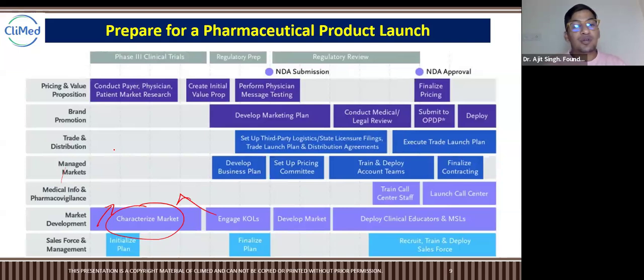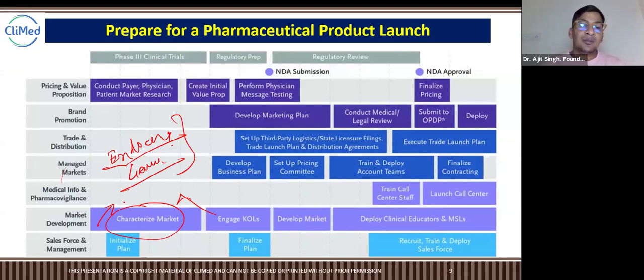KOLs are like, if we are talking about metformin, then KOLs will be endocrinologists and general physicians. But do you really think that only these two are the key opinion leaders? Do you think only these two? No, even the cardiologists, because cardiologists have diabetes as an underlying cause for almost all the cardiac problems, right? So even cardiologists write the diabetes medications.